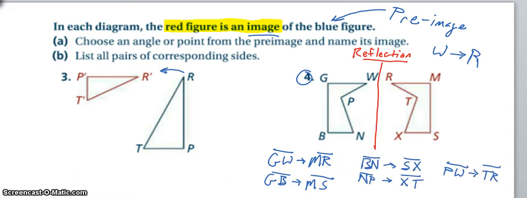So then here are all of our corresponding side pairs. They should be in the right order. Always make sure that if I start at N, I would start at X, or if I start at B, I start at S. Always have to have the matching pieces.